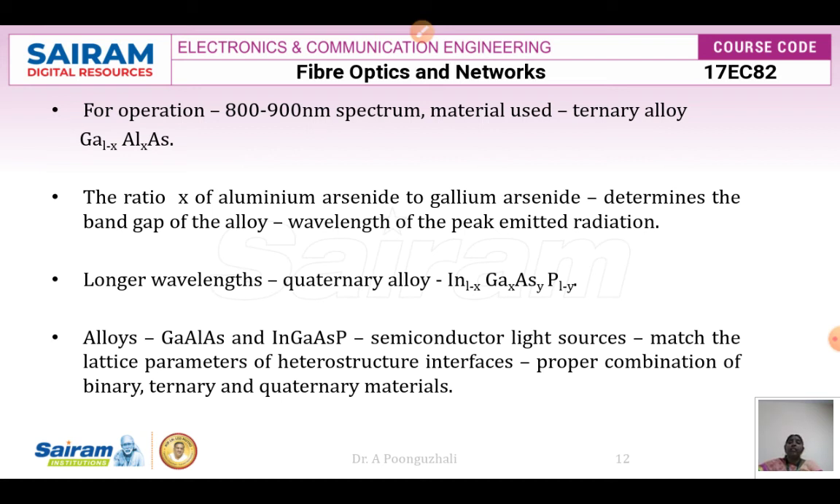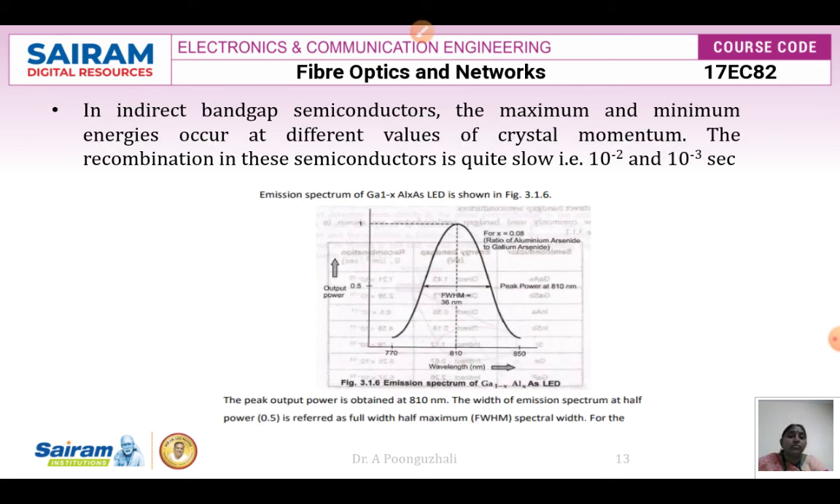So the alloys gallium aluminium arsenide and indium gallium arsenide phosphide are used as semiconductor light sources so that they can match the lattice parameters of the heterostructure interfaces. By proper combination of the binary, ternary and quaternary materials, we can have different types of semiconductor light sources. In indirect bandgap semiconductors, the maximum and minimum energies occur at different values of the crystal momentum.